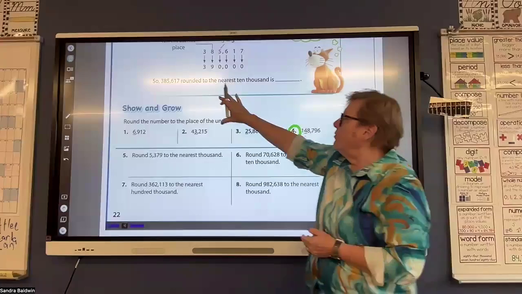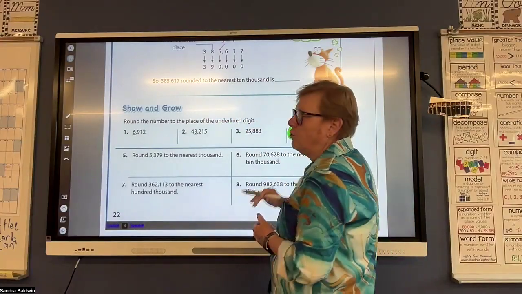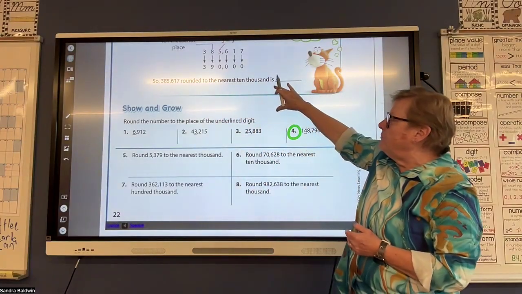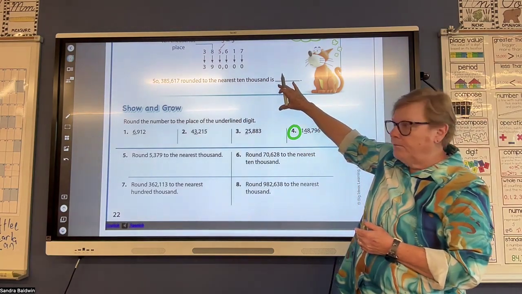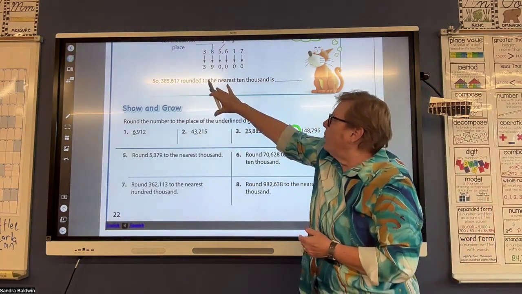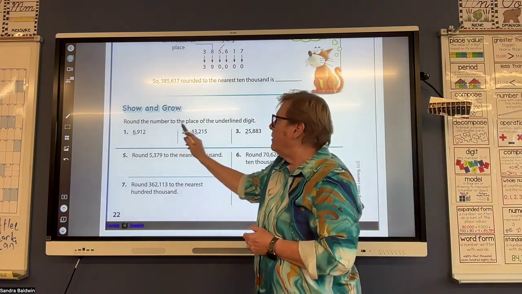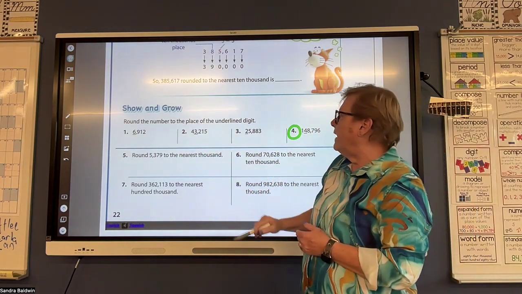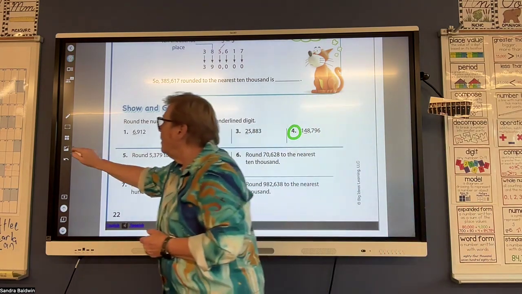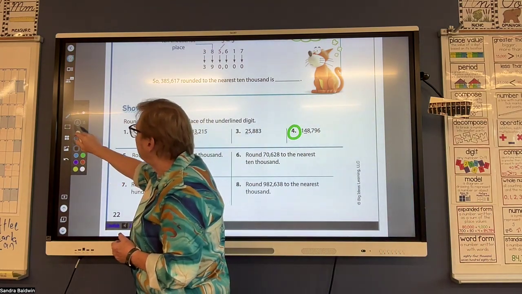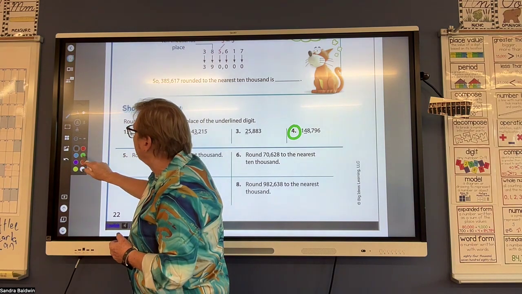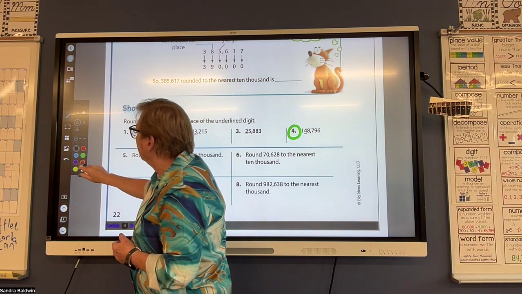I'm going to use this area up here to show my work. This is what you would do on the line paper. So I will use this for my number line, and the directions are round the number to the place of the underlined digit. I'll do a different color.